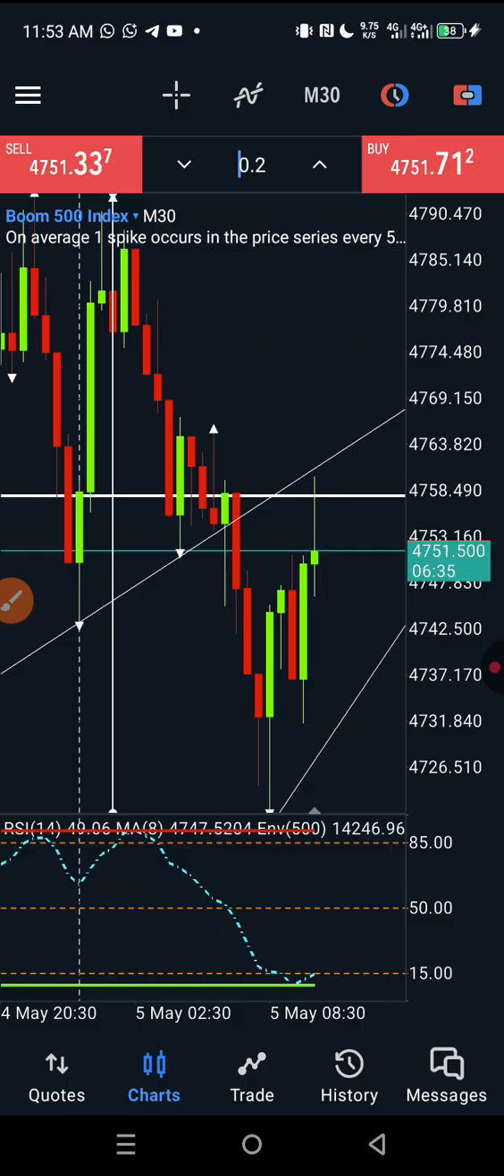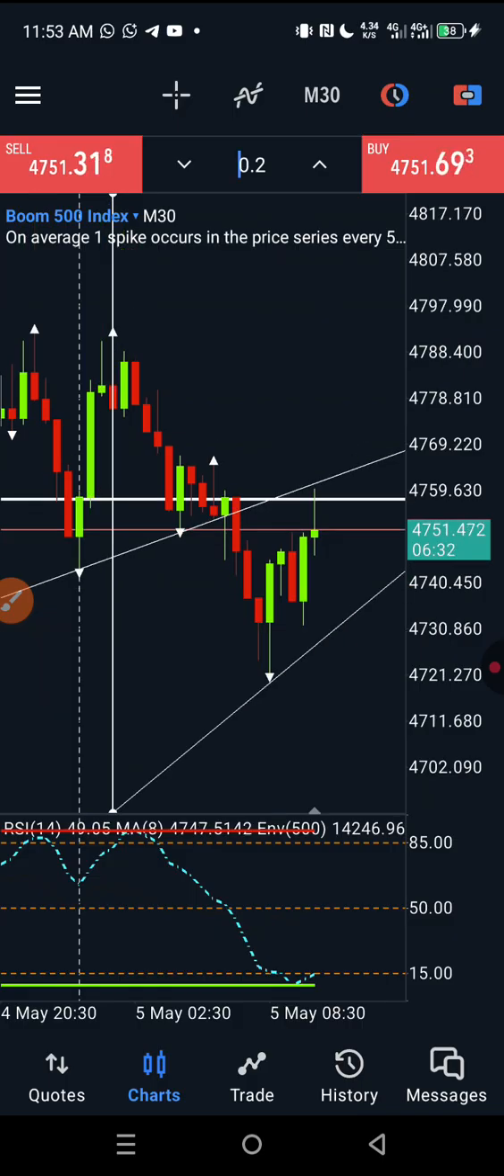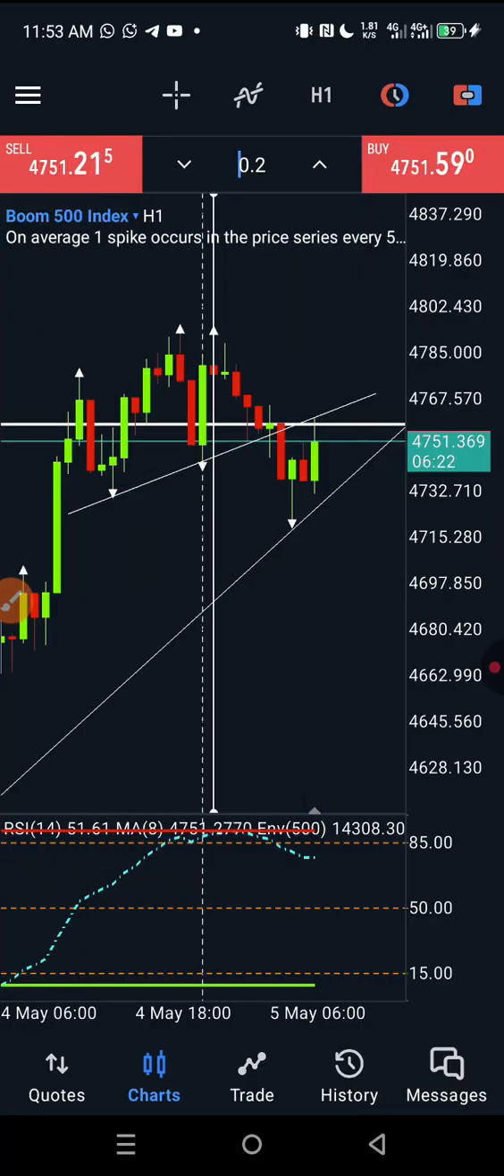We keep watching. You see, it's ending as a doji, as I told you. This is Spoon 500. I'm going to trade it. That's why you see me put so many analyses on it. I want to follow the market up to the end.